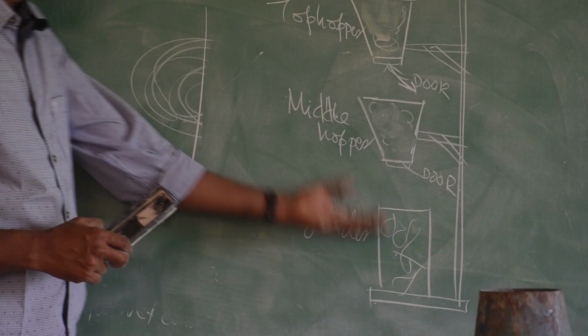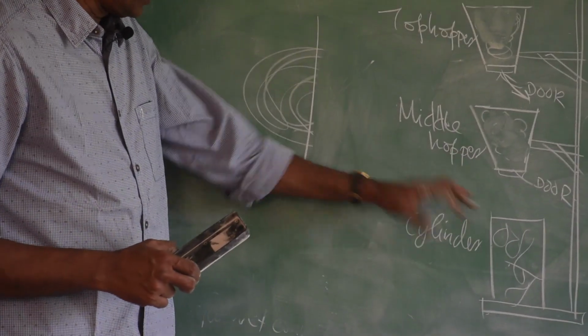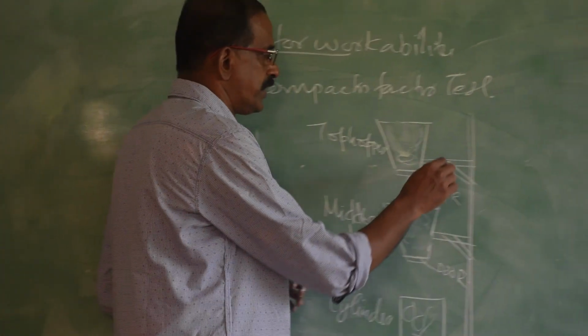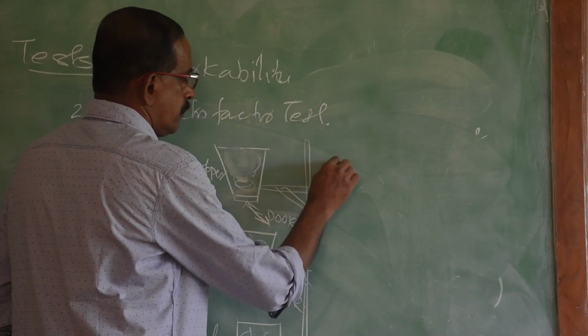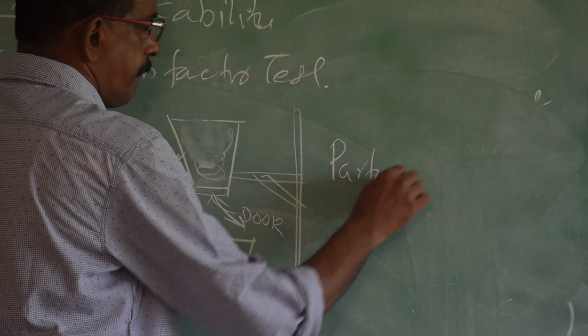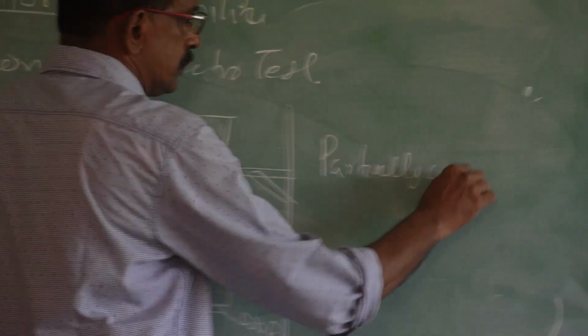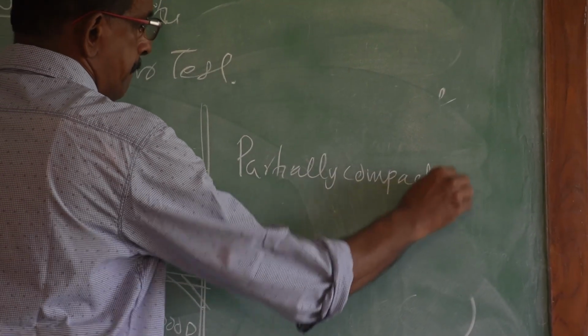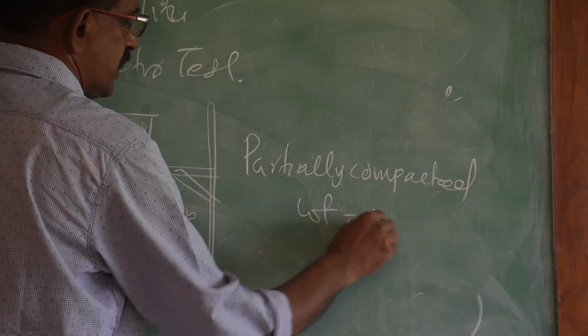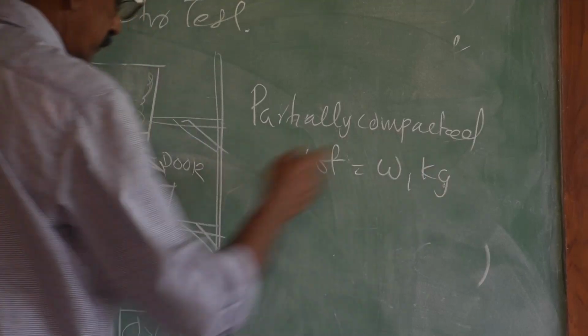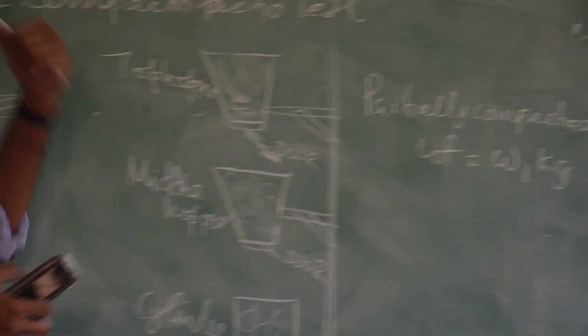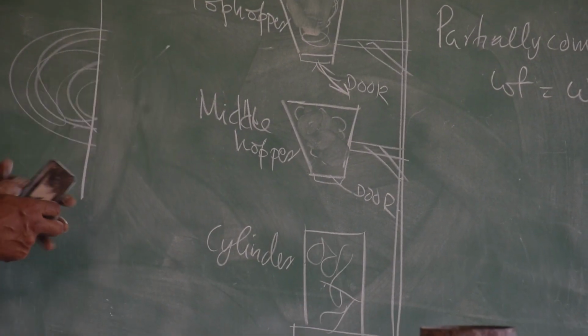Take that weight. You can take out the cylinder and the concrete and take that weight. That weight is called the partially compacted weight of concrete, say W1 kilogram. Now, remove the concrete from the cylinder and throw it away.